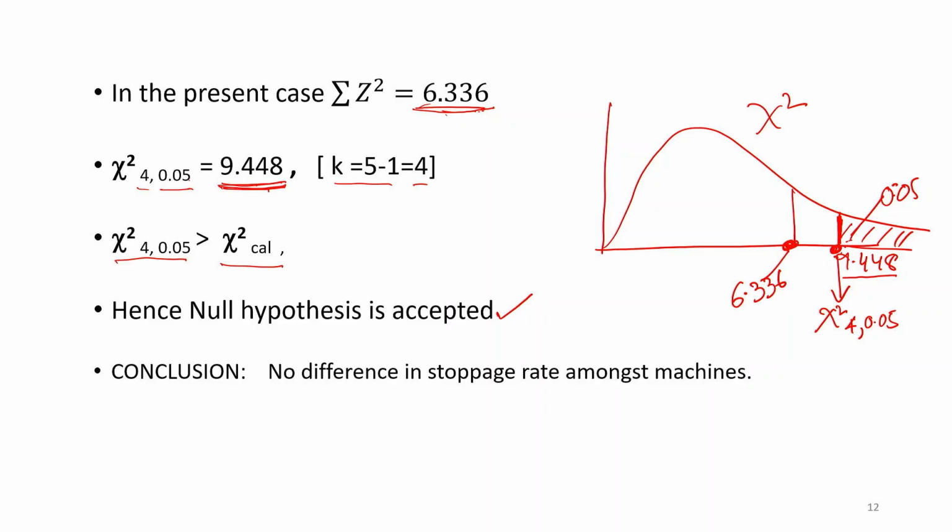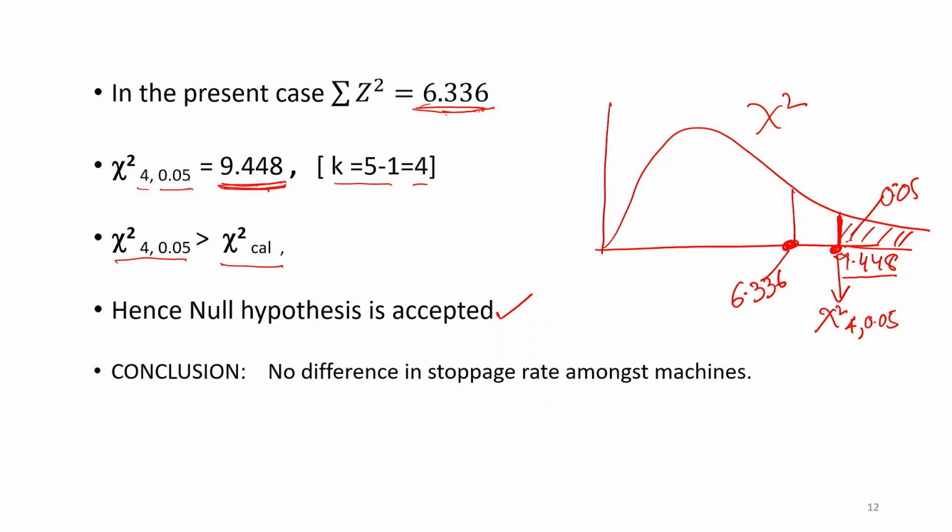This is how we can do it. This particular example is also an example of goodness of fit. That is, two sets of data: the frequency expected due to a uniform distribution of stoppage rate is compared with the actual frequencies.